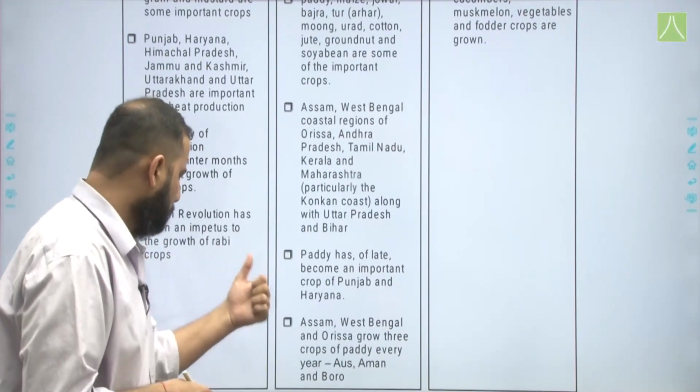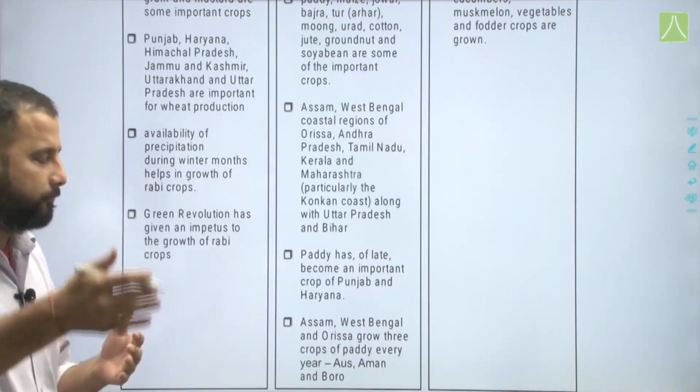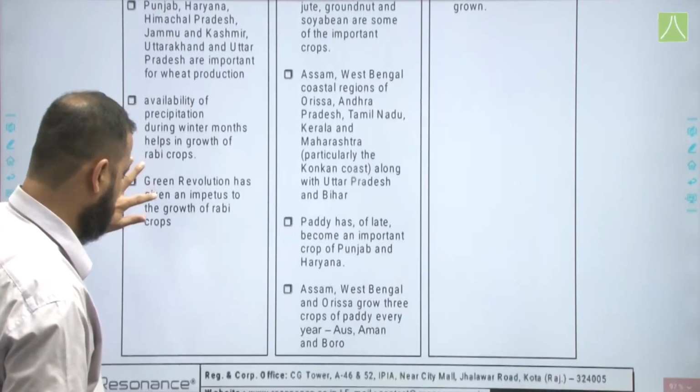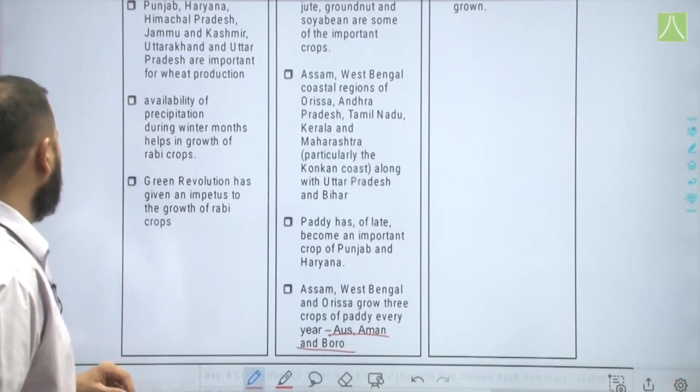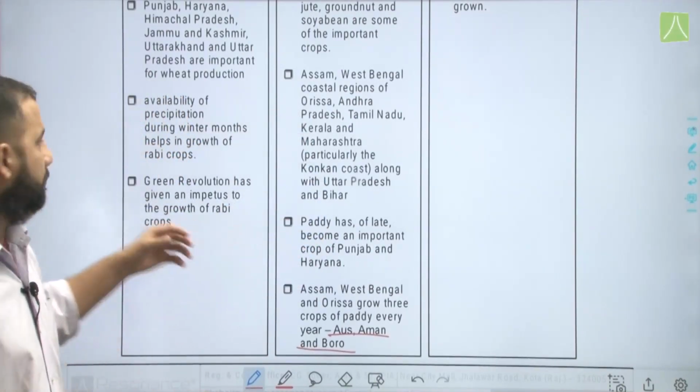One important point is that in Assam, West Bengal and Orissa they grow three crops of paddy, which are known as Aus, Aman and Boro. So this is the cropping pattern.